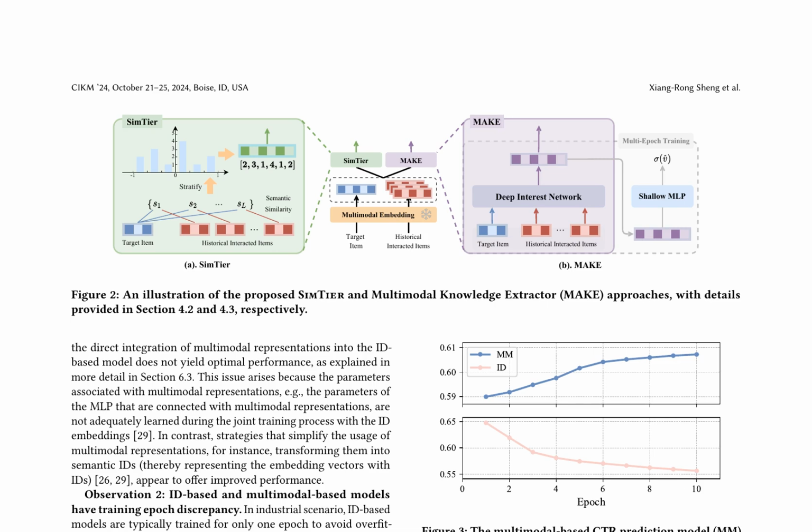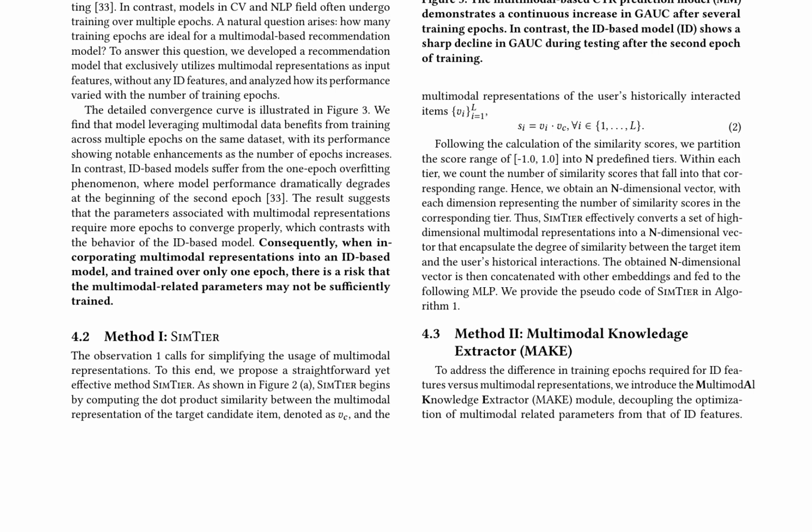The MAKE module addresses the issue of training epoch discrepancies between IDBASED and multimodal-based models by decoupling the optimization of multimodal-related parameters from that of ID features. The authors also present the design of their production system, which generates multimodal representations for newly introduced items in real time and ensures their availability for the training infrastructure and online prediction server.